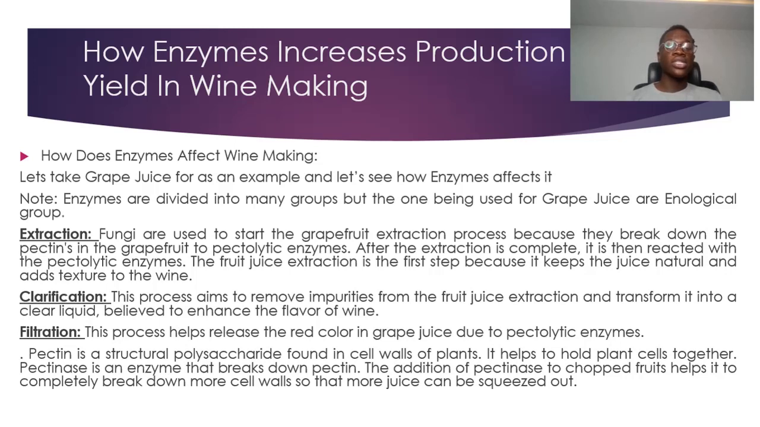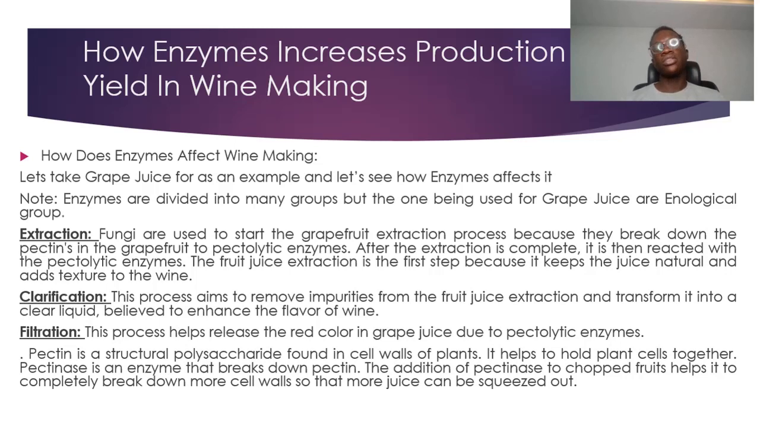Now we go on to the second step, which is clarification. This process aims to remove impurities from the fruit juice extraction and transforms it into a clear liquid believed to enhance the flavor of the wine. Now we move to filtration. This process helps release the red color in grape juice due to pectolytic enzymes.